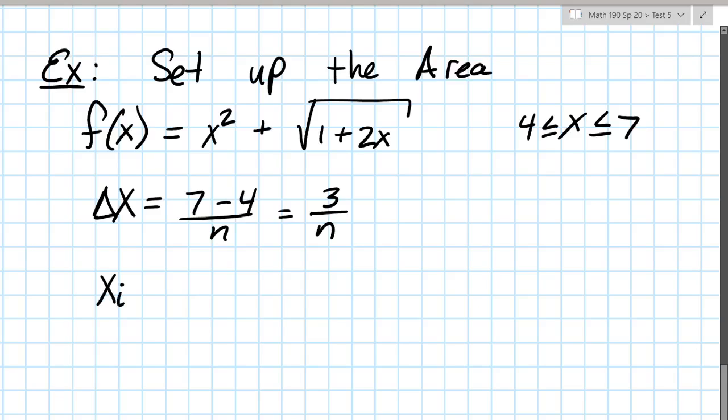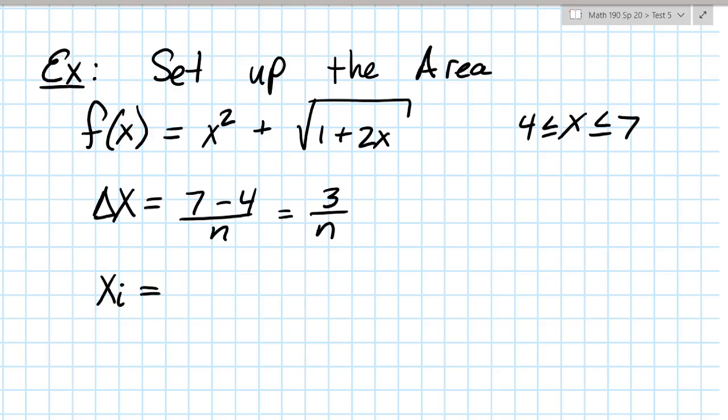Next, we need our x sub i for our right-hand endpoints. Pretty much, we will always use right-hand endpoints. We could show that right-hand endpoints or left-hand endpoints or midpoints all end up with the same limits, but we're not going to do that.